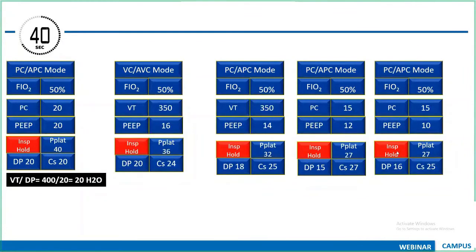So here you can see in the inspiratory hold I am getting a plateau almost the same, but again you can see the compliance is decreasing and the driving pressure is increasing. That means this is the ideal PEEP for the patient. So again, a volume control mode with a decremental PEEP, a tidal volume of 6 ml per kg. This is how you titrate the PEEP.